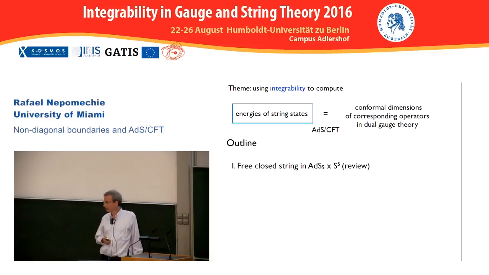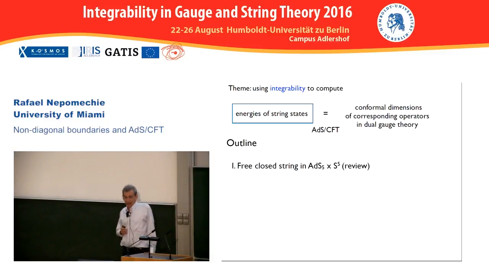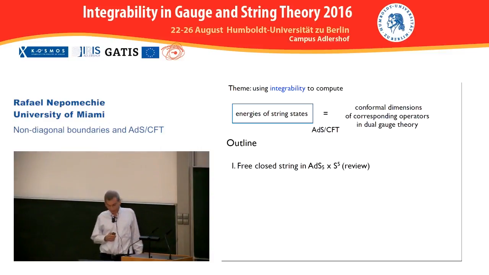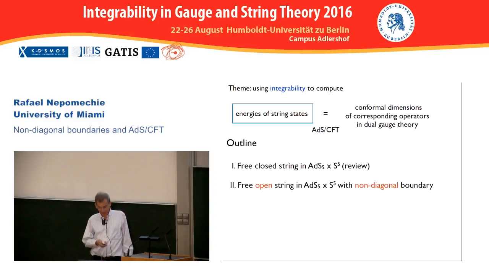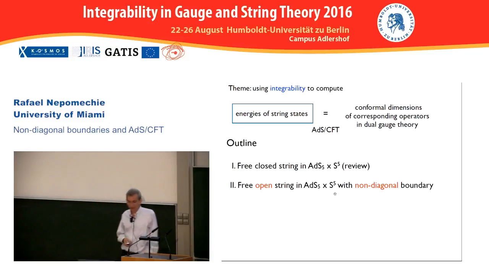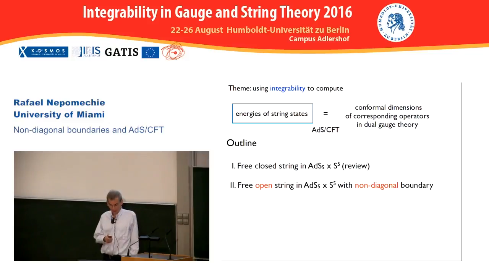So the outline of the talk is as follows. First I'll begin with a review of the free closed string in AdS5 cross S5. The reason for the review is that everything I say in this review will then be generalized to the case of the free open string with non-diagonal boundaries. So apologies to the experts for the review. They can sleep a little longer.